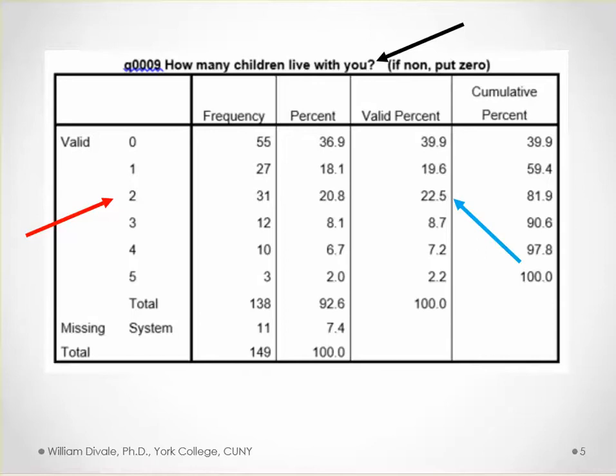And you can see the percents, the blue arrow, the valid percent, is about 40% of the sample did not have children. And it looks like about another 43, or 40%, of the sample had 1 or 2 children. And then the rest of the sample, maybe 18%, had 3 to 5 children.